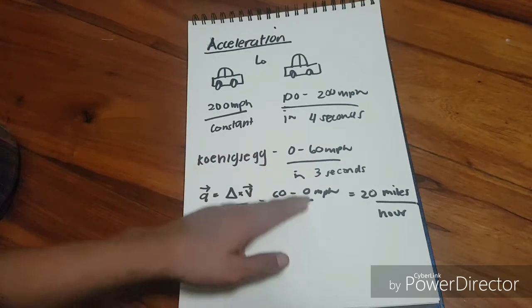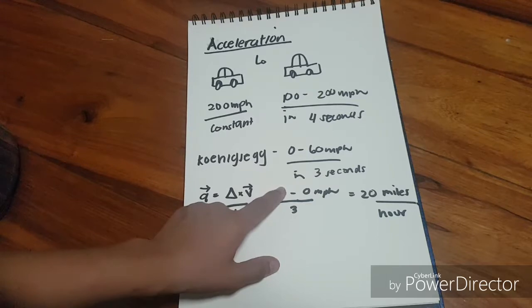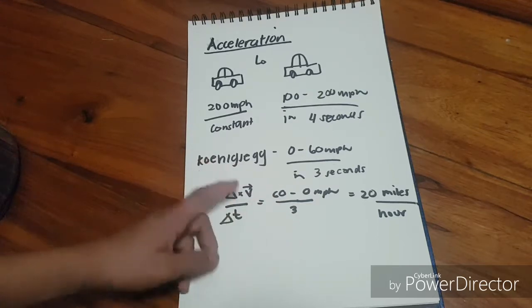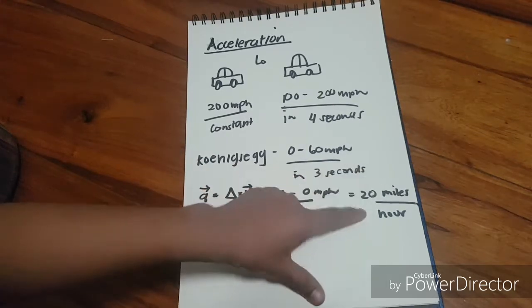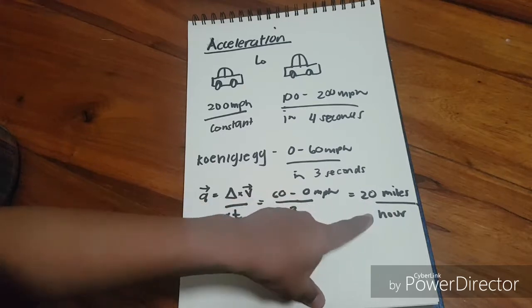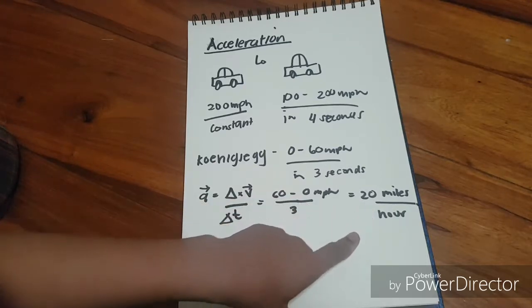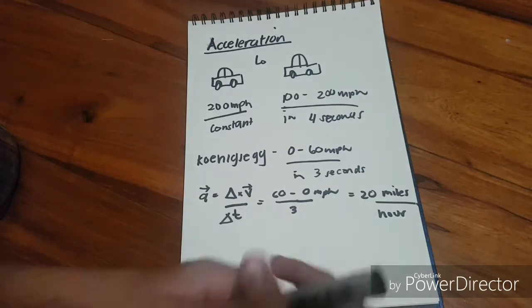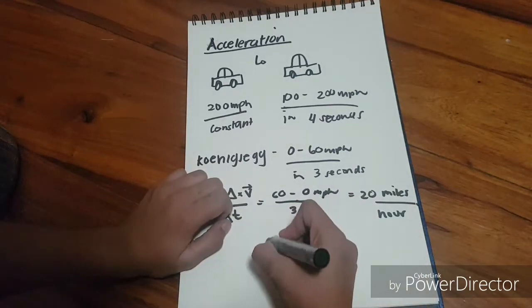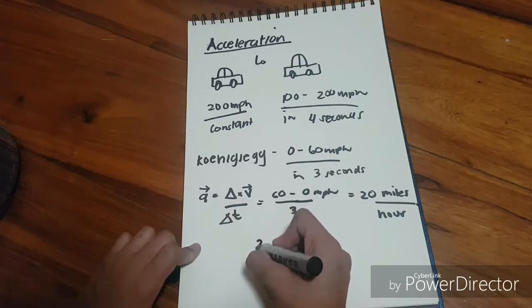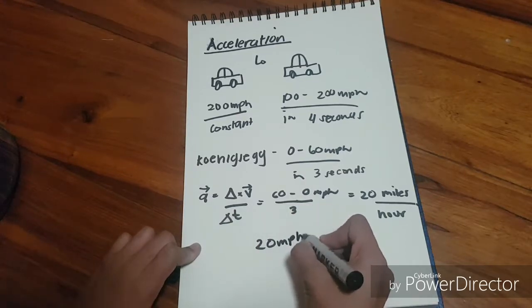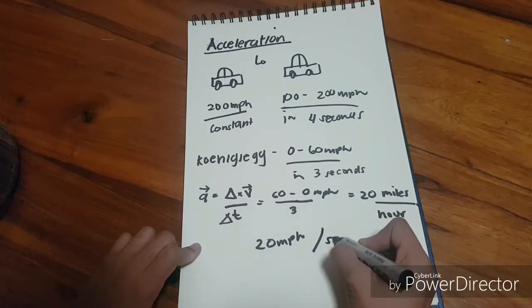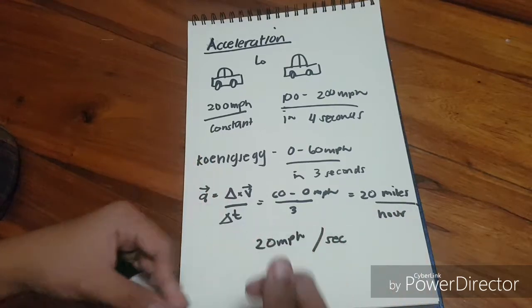So you get 60. What happens here is you're going to divide 60 by 3. So 60 divided by 3 is equal to 20. Your acceleration is 20 miles per hour. Or in shorter terms, let's write here, it goes 20 miles per hour per second. So that is the acceleration.